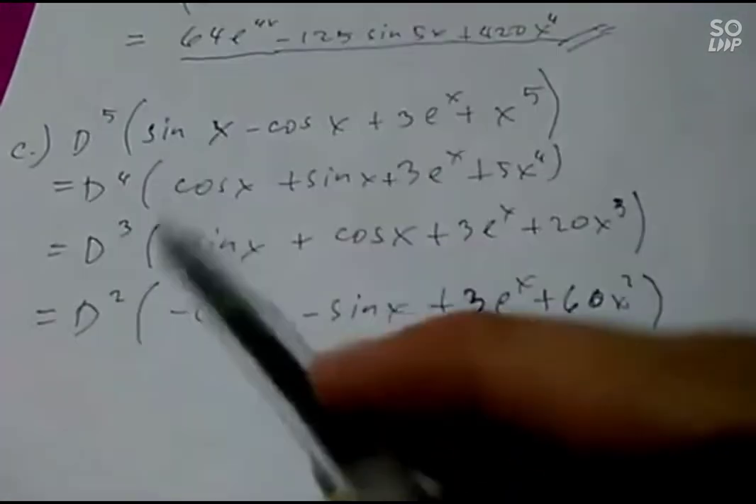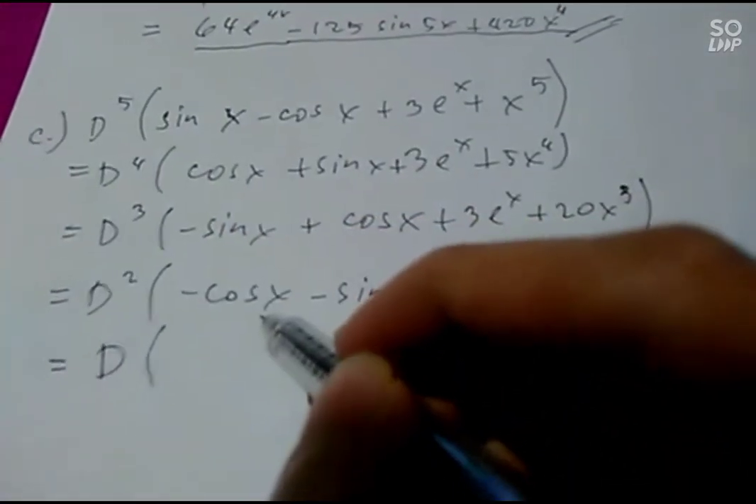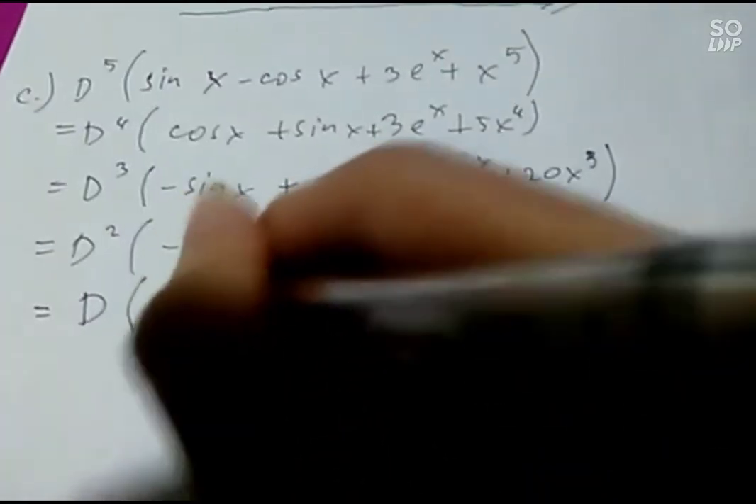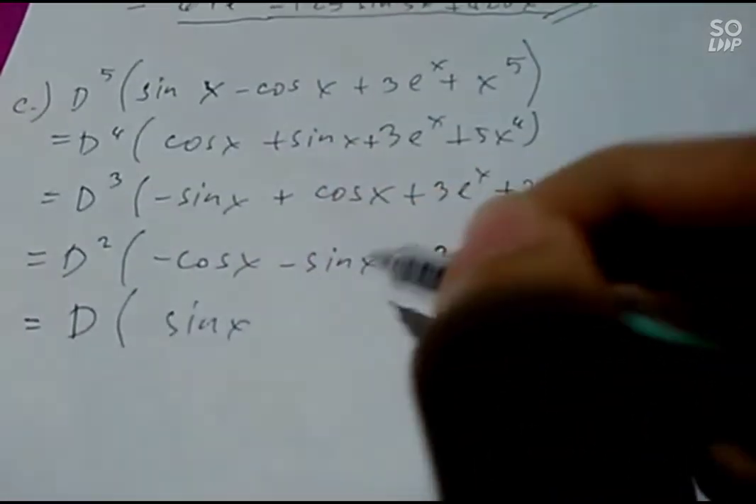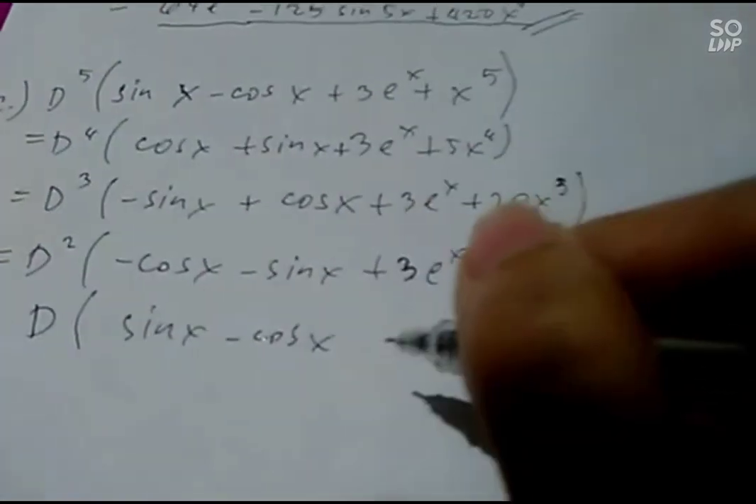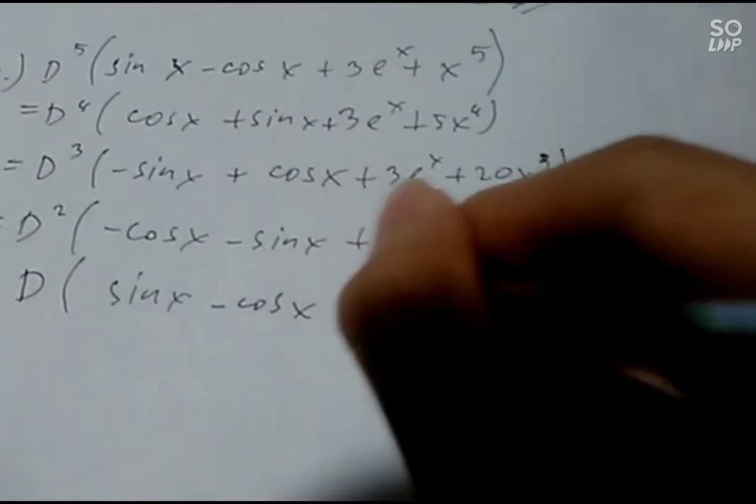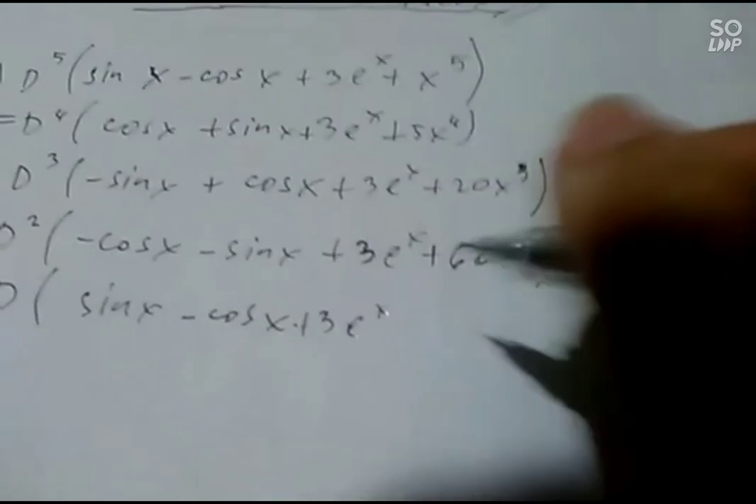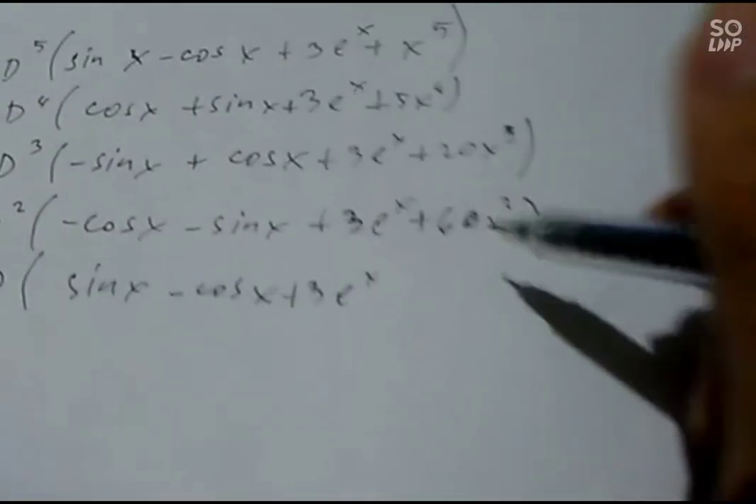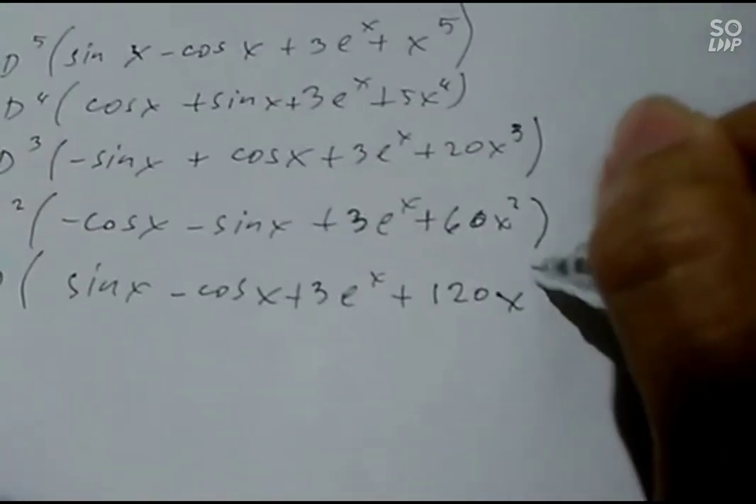For the fourth derivative, the derivative of negative cosine of x equals sine of x. Then for the negative sine of x, it equals negative cosine x. Then for the 3e raised to x, also positive 3e raised to x. Then the derivative of 60x raised to 2 equals positive 120x.